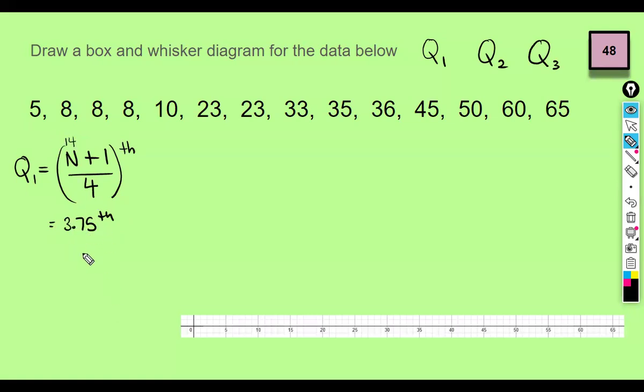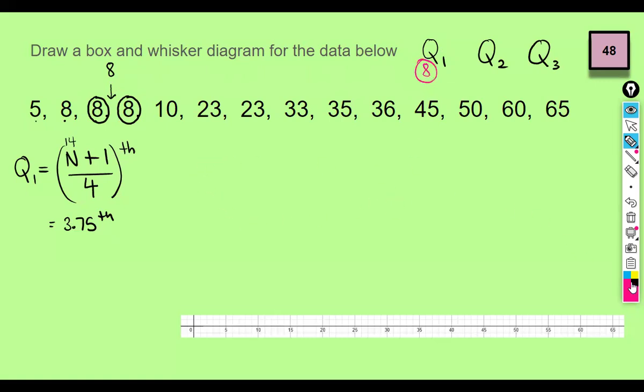So Q1 is in the 3.75 position. It's not in the third position and it's not in the fourth position. It's in between the third and fourth position. Here's first, second, third, and this is fourth place. So you have to find the value that's in between the 8 and the 10, because 3.75 is in between. You add the two values and divide by 2. 8 plus 8 is 16. 16 divided by 2 is 8. So Q1, I'll write it in pink, is 8.